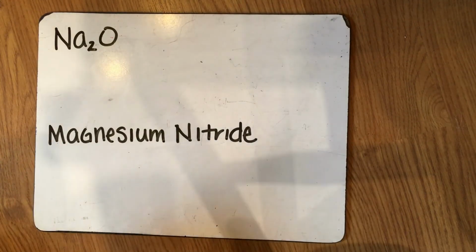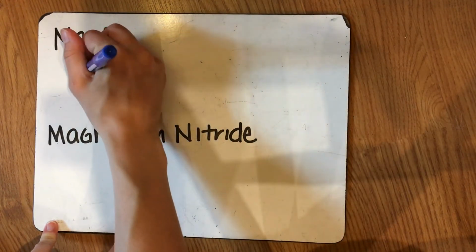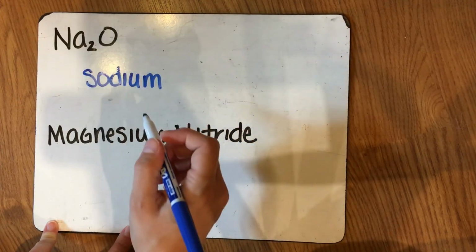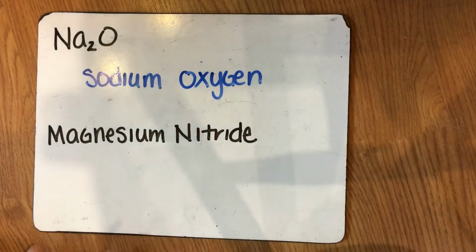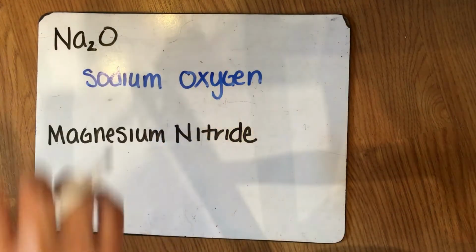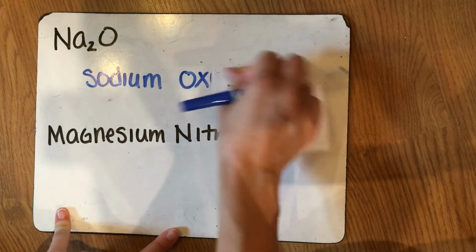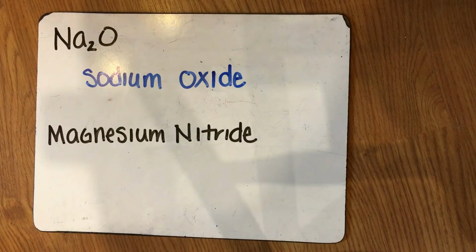So we need to find the name for Na2O and write the symbol for magnesium nitride. So in order to write the name, we keep the name of the cation. Na is sodium. And O is oxygen. But remember, for the anion, we do not keep the ending of the name. We change it to IDE. So we're going to change oxygen's ending to IDE, and we wind up with sodium oxide.